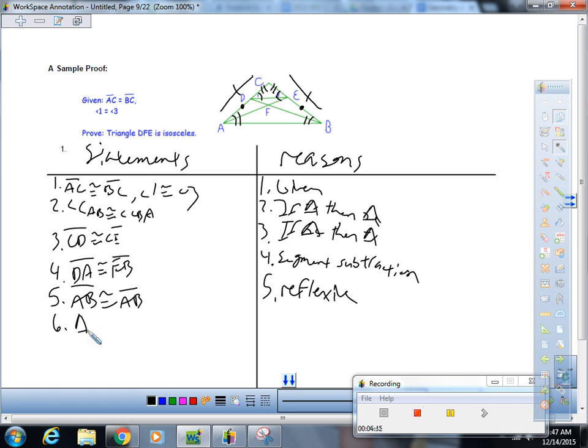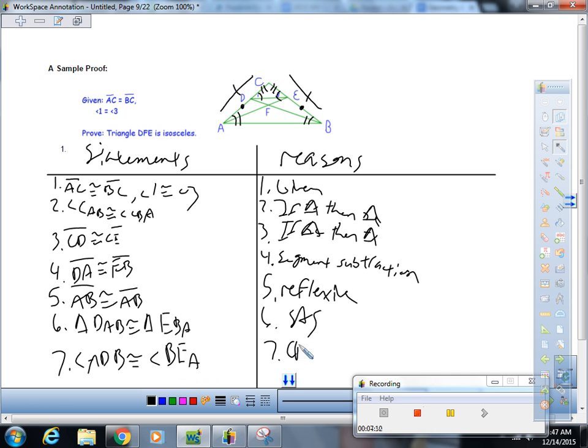So then we can say triangle DAB is congruent to triangle EBA, and that would be SAS. Then we can say angle ADB is congruent to angle BEA, and the reason would be CPCTC.